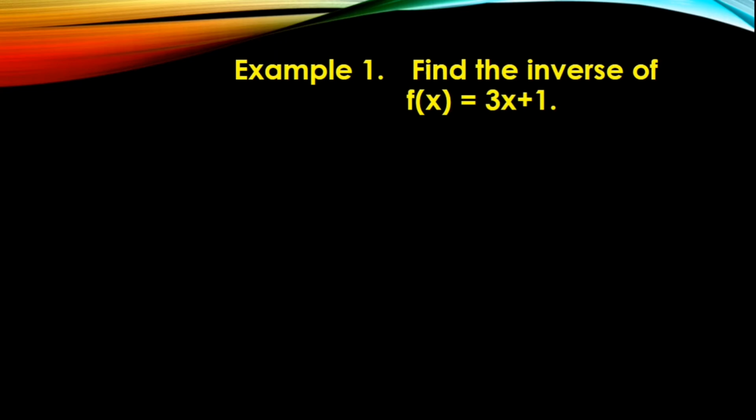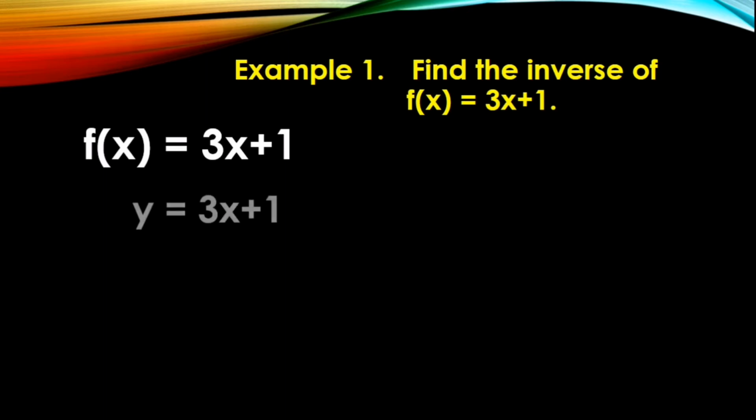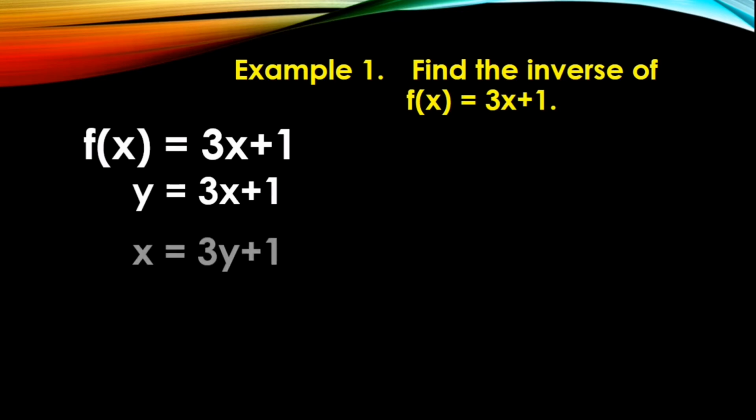Example number 1: find the inverse of f of x is equal to 3x plus 1. Again, our given is f of x is equal to 3x plus 1. We will write this in the form y is equal to f of x, so this will become y is equal to 3x plus 1. Next, we will interchange the x and y variables. This will become x is equal to 3y plus 1. And then we will solve for y in terms of x.